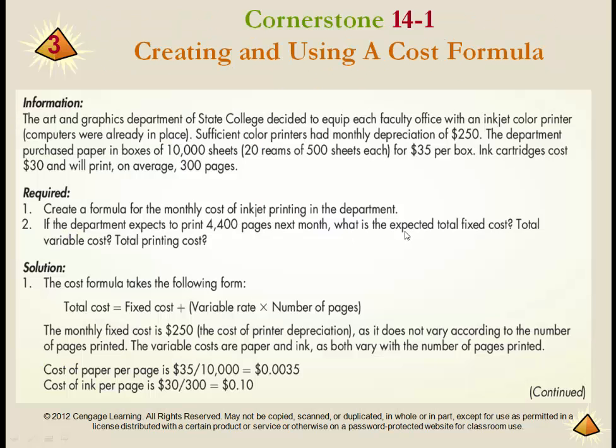So here's an example. I'm not going to go through all this with you, but you can kind of see what happens here. Let's start at the top. It says the department has purchased it, and the monthly depreciation is 250. So that's going to be our fixed cost. And there's paper of 10,000 sheets, 20 reams, $35 per box, and ink cartridges, and we'll print on average 300 pages. So what we want to look at is the number of pages. We can do some division here to figure this out. We have 20 reams of paper, so we have 10,000 sheets of paper at $35. So per sheet is going to be what, three and a half cents?